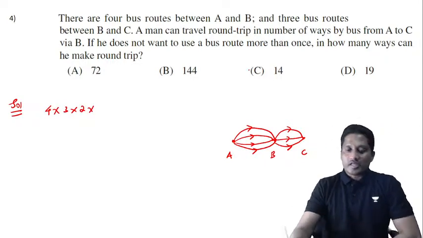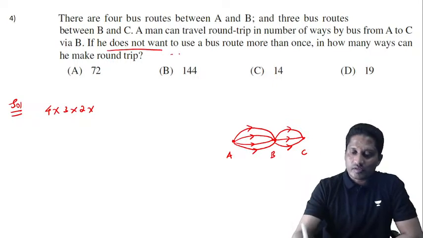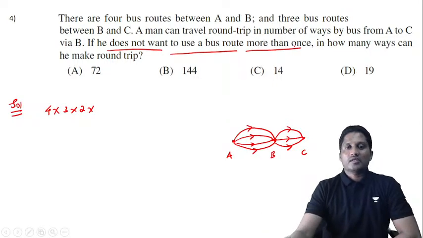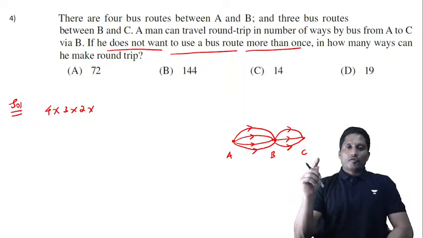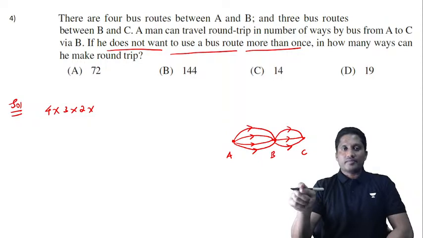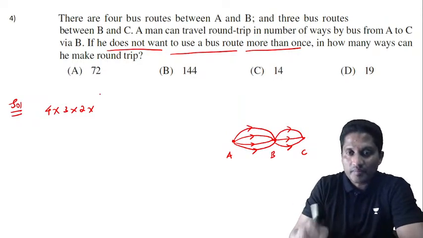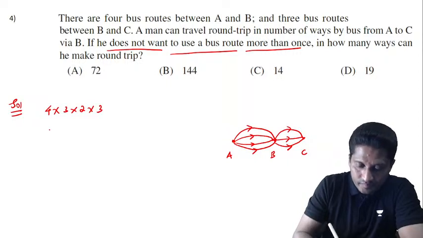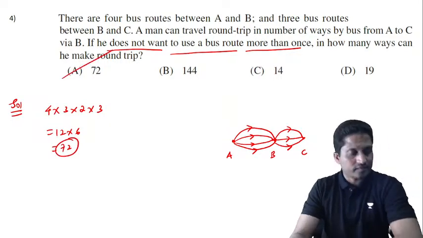Alright, because according to the question, he does not want to use the bus route more than once, A to B will be 4 ways, B to C will be 3 ways. While coming back, C to B will be 2 ways and B to A will be 3 ways. This is 12 into 6, which is equal to 72. So he will make a round trip in 72 ways.